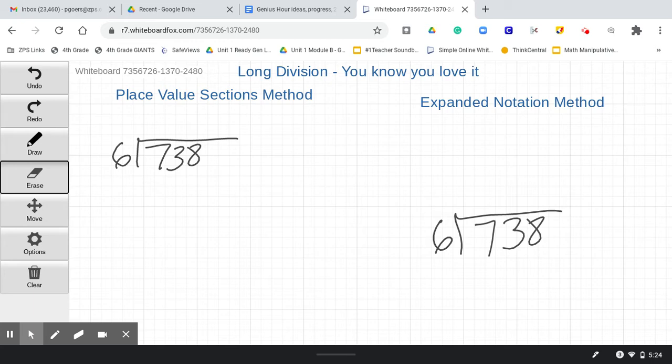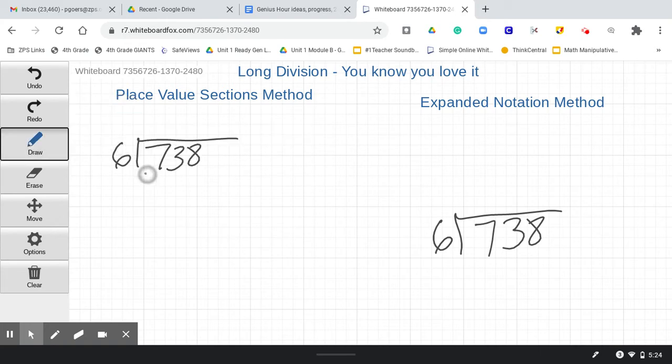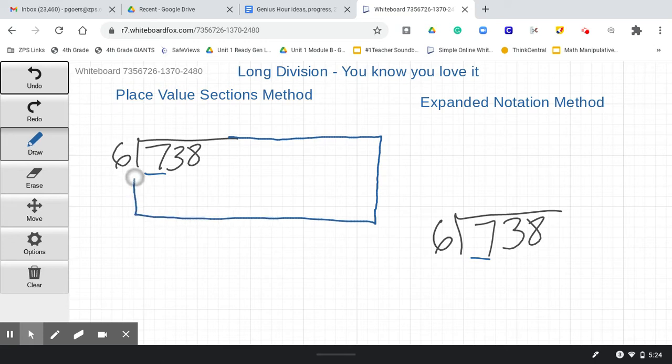So what we're doing first is dividing. All right. So I always tell kids to start with the biggest number you can. So if I have 7 things, can I make groups of 6? In this problem, 6 is my divisor, so I'm always looking to make groups of 6. In fact, if I do have 7 things, yes, I can make groups of 6. Now, with the place value sections method, this is kind of like the area model method that we did before. Place value sections method we did with multiplication. We're going to make this box a little bigger.